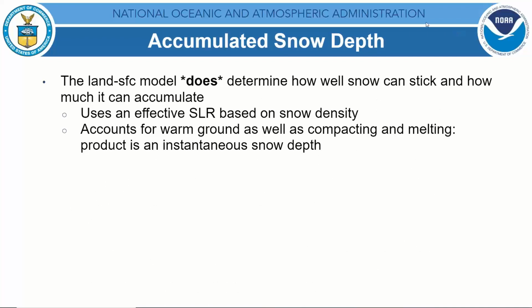So what about snow depth? That's something that is a little bit better to use, and we'll explain why. So what's called the land surface model, so the interaction between the falling snow and the land, it does determine how well the snow can stick and how much can accumulate. Now, not all the models have accumulated snow depth, but a lot of the higher resolution ones do. So it uses an effective snow to liquid ratio based on the snow density. So it's computing the snow density. It's not going to use a straight 10-to-1. It accounts for the warm ground as well as compacting and melting. So it's giving you an instantaneous snow depth at that given time.